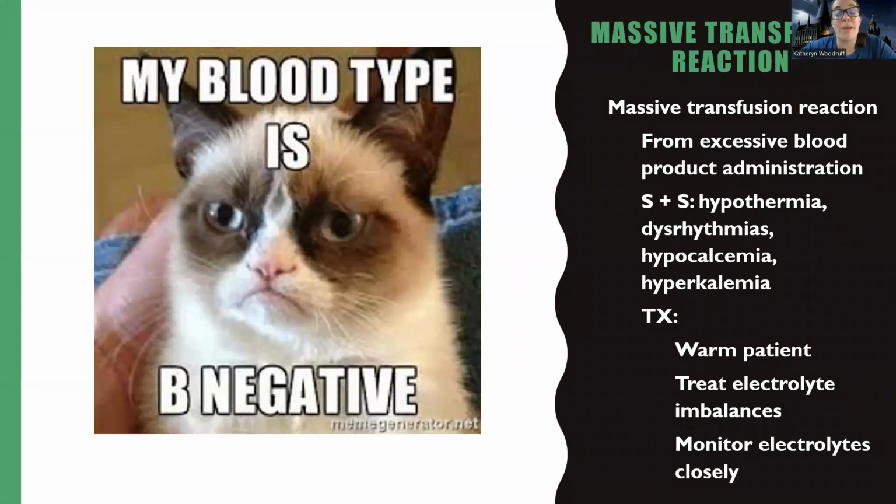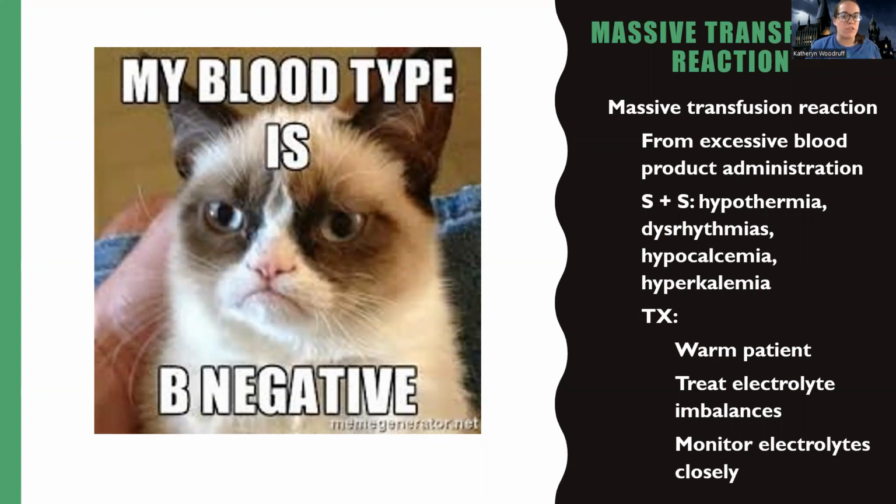Last but not least, there's what's called a massive transfusion reaction. This is from having too many blood products at one time. So this is patients that are maybe traumas and received a whole lot of blood products or had a lot of blood loss, et cetera. And so they're going to have all the signs of receiving too many blood products. So they can have electrolyte imbalances and then temperature imbalances.